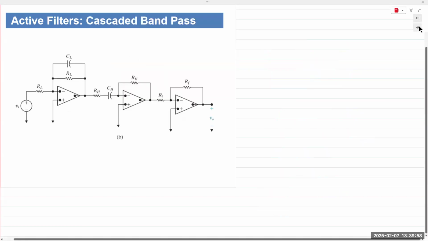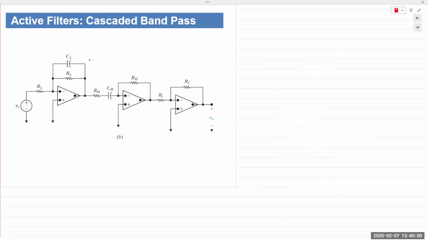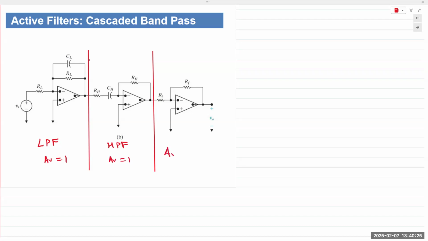There's one more kind of filter we can obtain by connecting these in series. It's known as cascaded bandpass filter. This is an active low pass filter, active high pass filter. The gain for both is 1. And here is simply an amplifier with gain of RF over Rin.